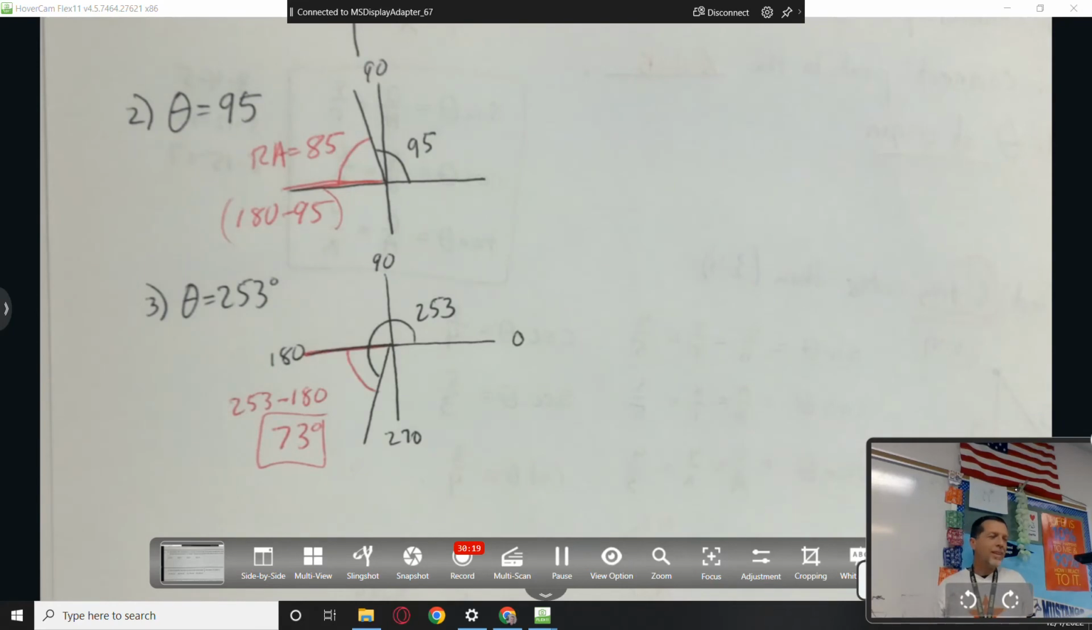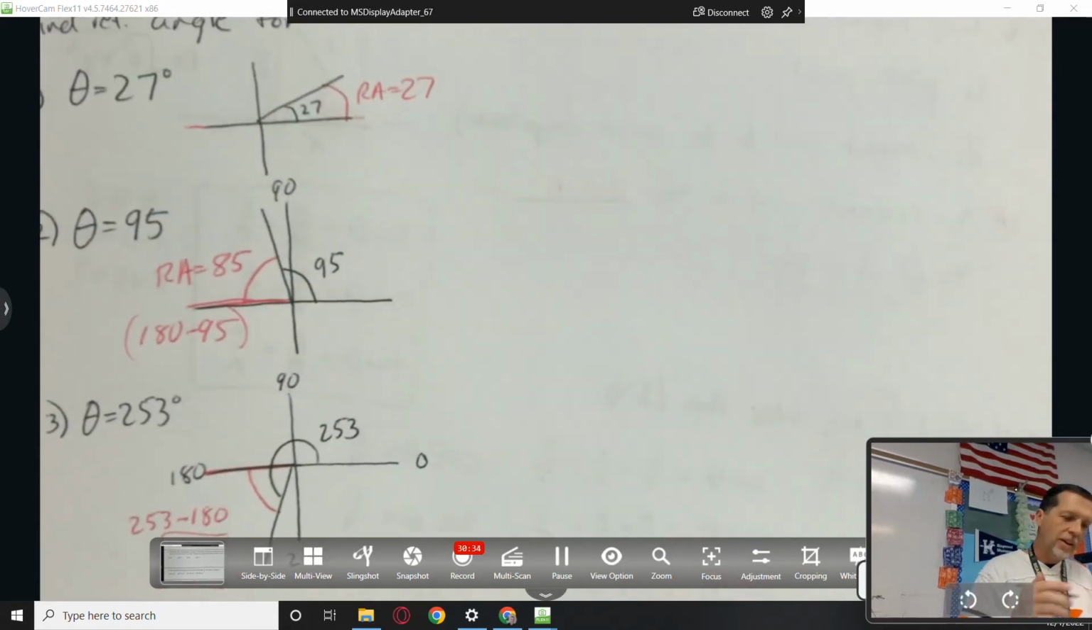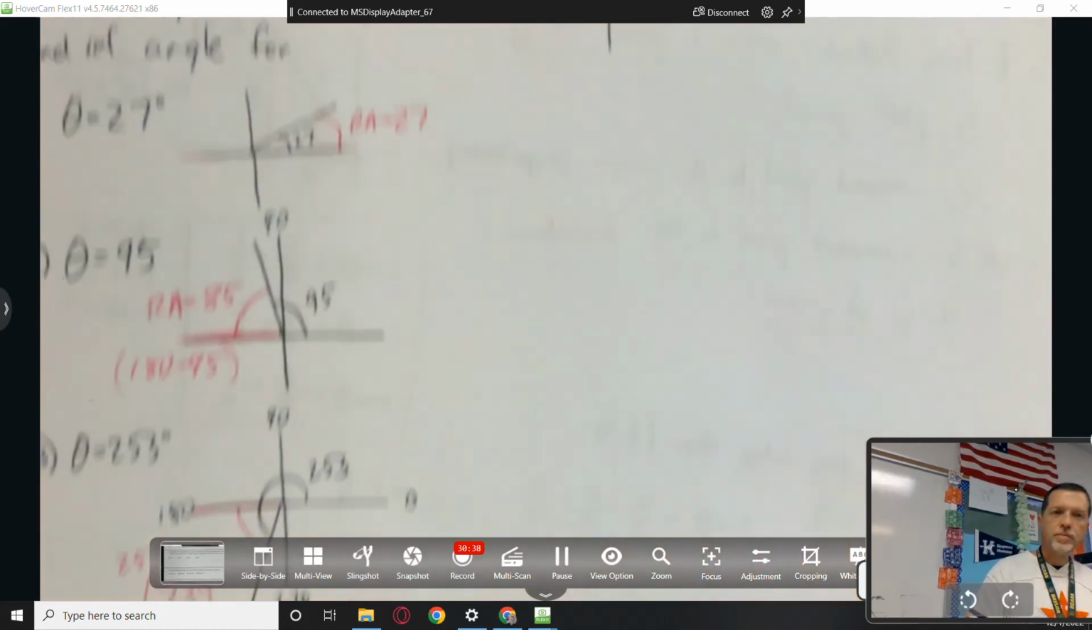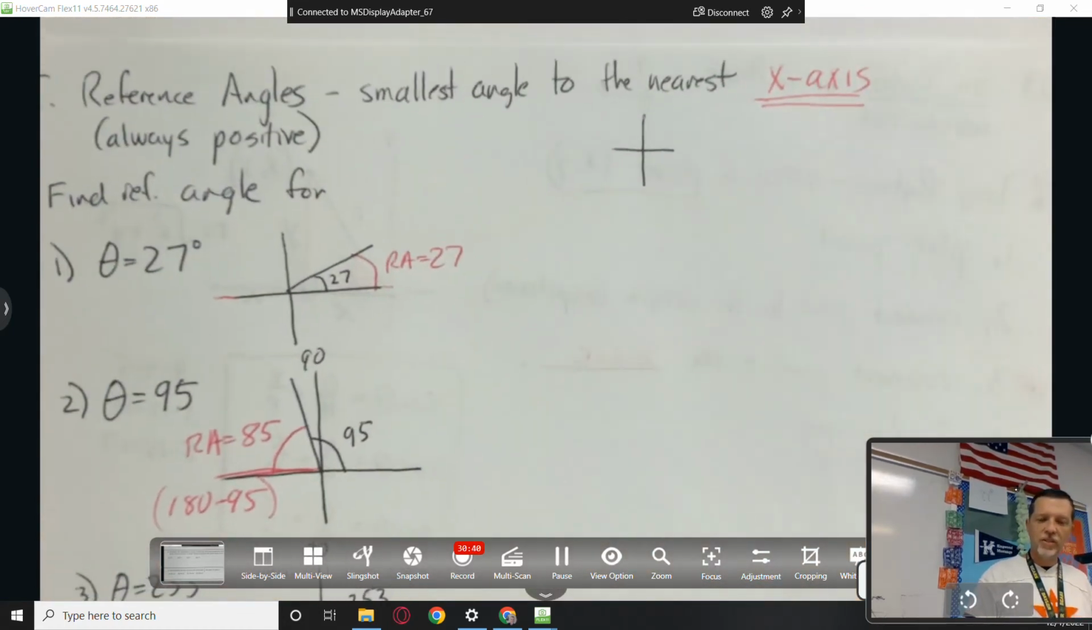So there is a formula way to do reference angles, but you'd have to memorize a different formula for each quadrant. And so that gets a little annoying when really all you need to do is just figure out how far away from the closest x-axis you are. Now, what makes it a little trickier is when we're in radians. So we're going to do a second set of reference angles.